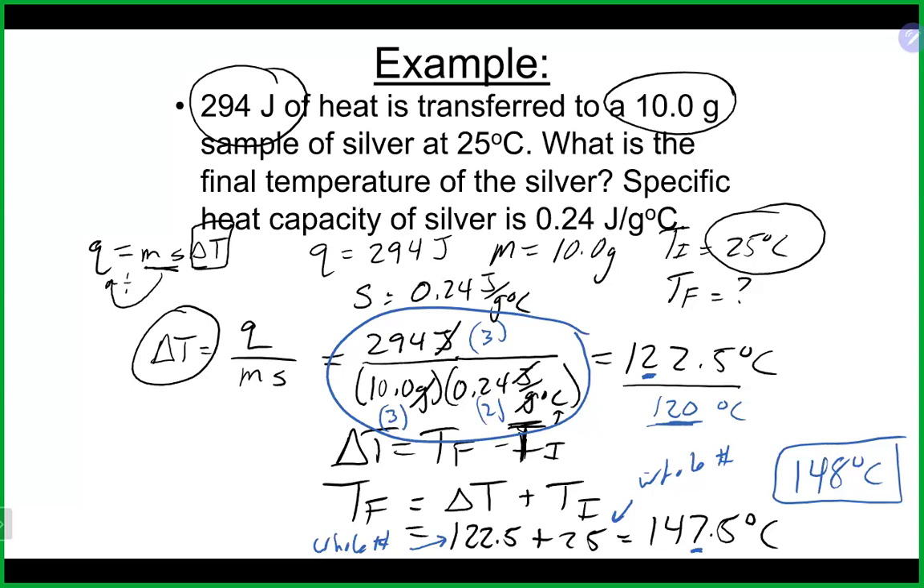By the way, our final temperature makes sense based on what we're seeing. It has transferred, this silver picked up 294 joules of energy. That means it's endothermic for our silver, and we would expect its final temperature to be higher than it started at, right? Obviously if it went down, that's not what's happening here, because it's actually absorbing that amount of energy. Any questions on that?